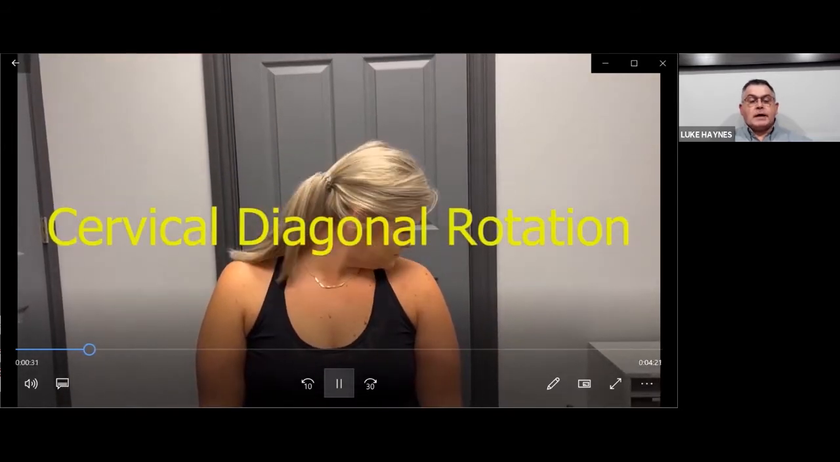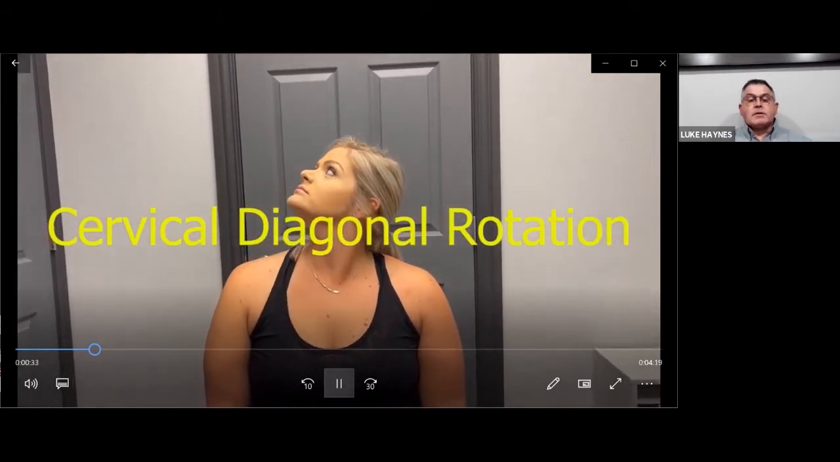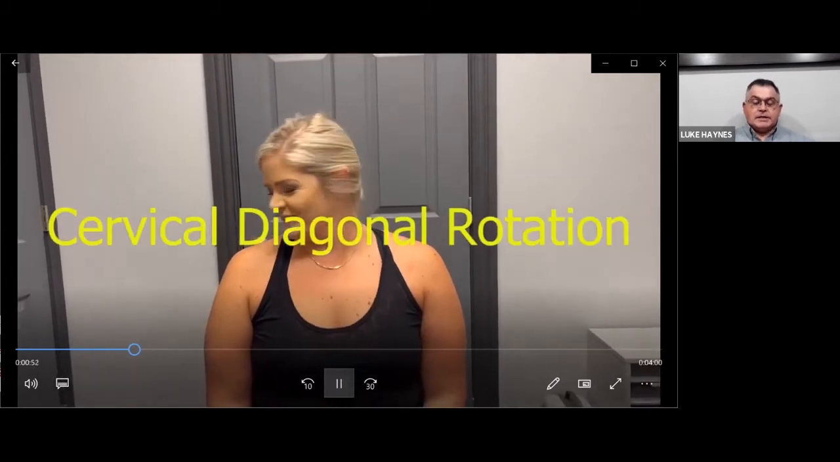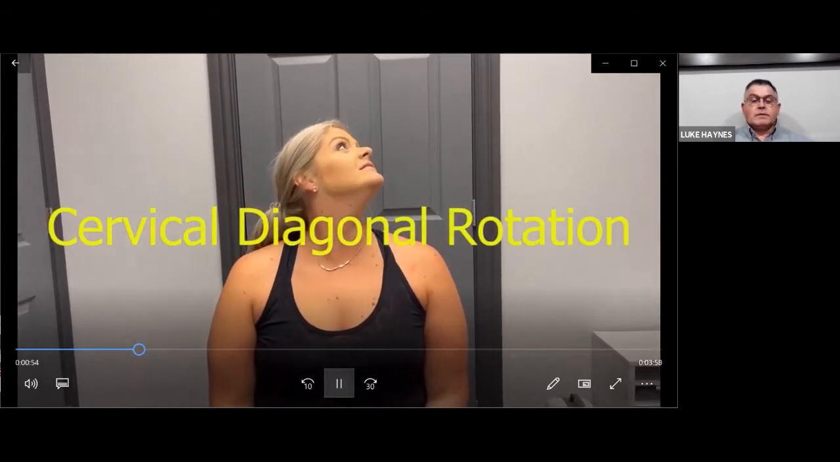So our linear, 10 repetitions there. We'll look at cervical diagonal rotation. Again, what we're going to look at is asymmetry of movement, quality of movement, quantity of movement. If there's pain with movement, there's restriction. And then we want to compare the motion from one side to the opposite side. Again, looking for the same parameters there.